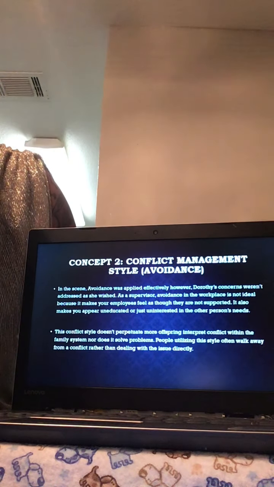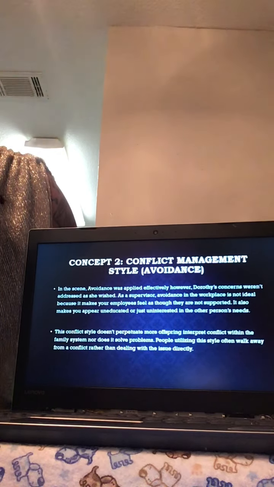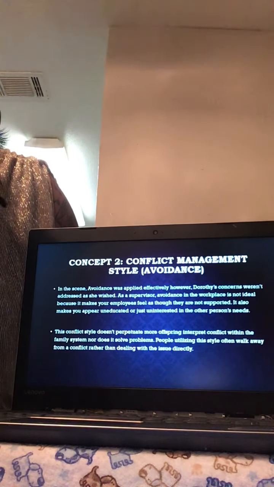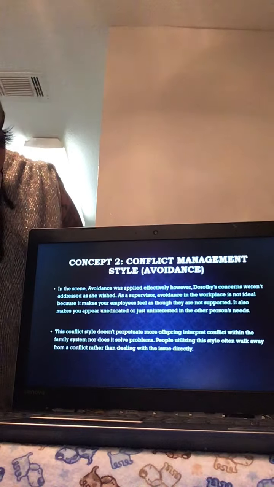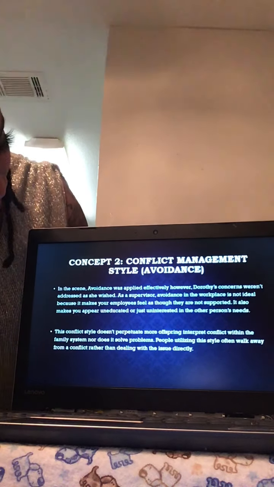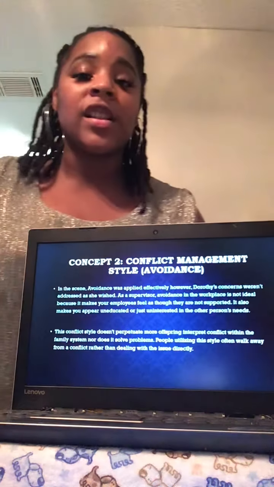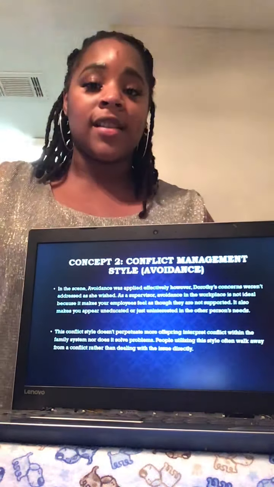In a scene, avoidance was applied effectively. However, Dorothy's concerns weren't addressed as she'd wished. As a supervisor, avoidance in the workplace is not ideal because you make your employees feel like you don't care about them.